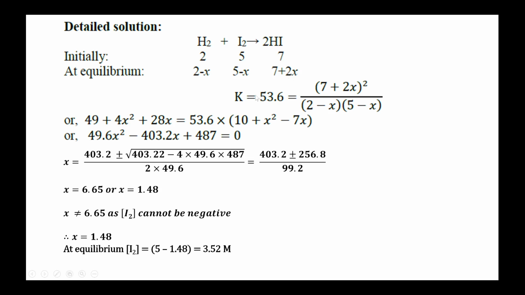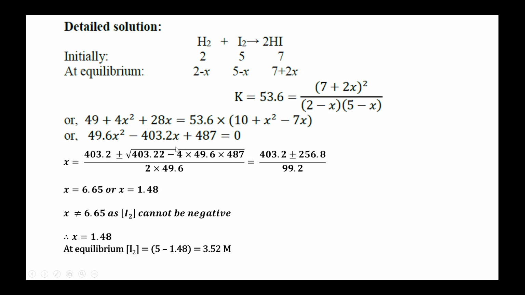Okay. So now define the equilibrium constant, that is 7 plus 2x whole square, because the stoichiometric coefficient of HI is 2, divided by 2 minus x into 5 minus x. So just open the bracket, it will be a quadratic equation.